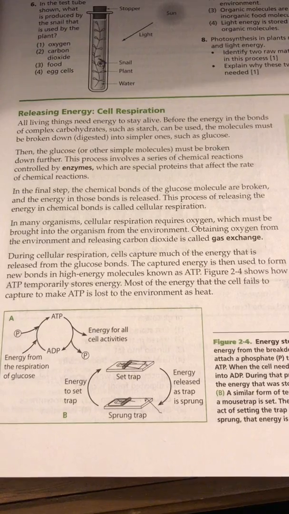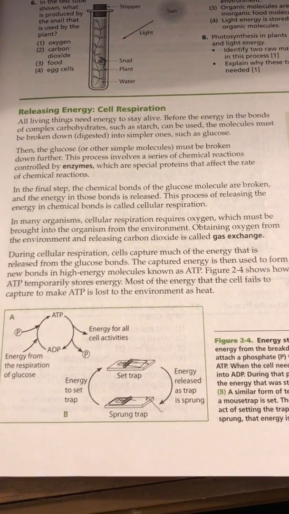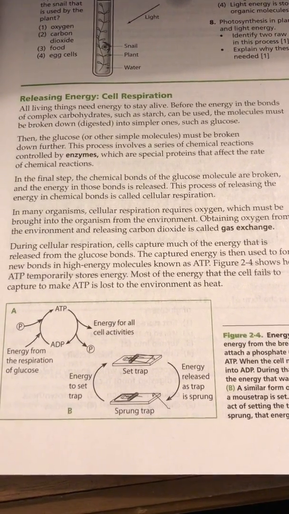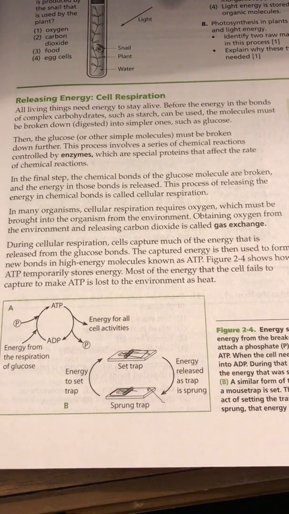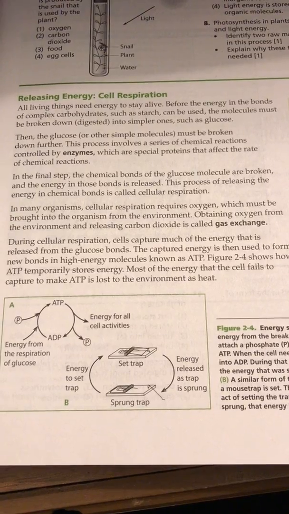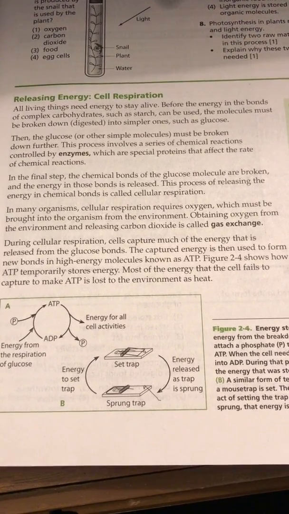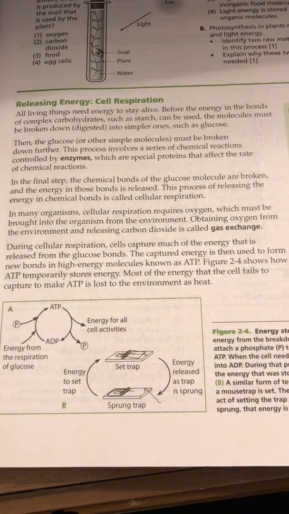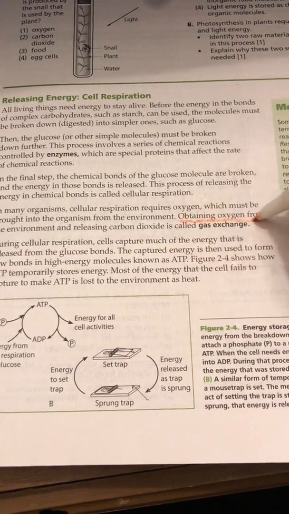This process involves a series of chemical reactions controlled by enzymes, which are special proteins that affect the rate of chemical reactions. In the final step, the chemical bonds of the glucose molecule are broken, and the energy in those bonds is released. The process of releasing the energy in chemical bonds is called cellular respiration. In many organisms, cellular respiration requires oxygen, which must be brought into the organism from the environment. Obtaining oxygen from the environment and releasing carbon dioxide is gas exchange.